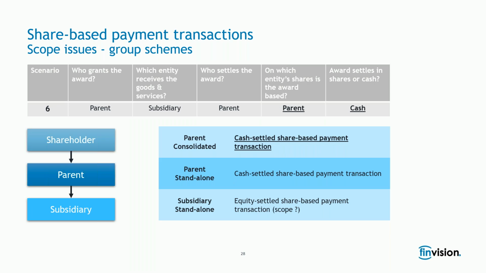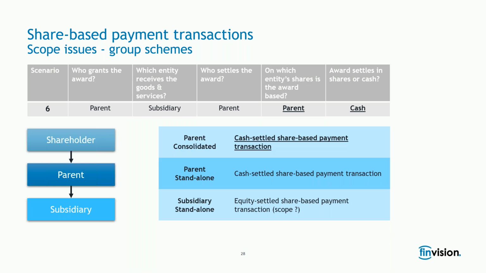And then our final example: the parent who grants the awards, settles the awards, also based on its own shares and equity, but award settlements in shares or cash. So here for the parent, I think that's a very clear example. If you're a consolidated group, it's a cash settled plan. For the parent standalone, that's also the case, but for your subsidiary standalone, that's actually an equity settled plan.